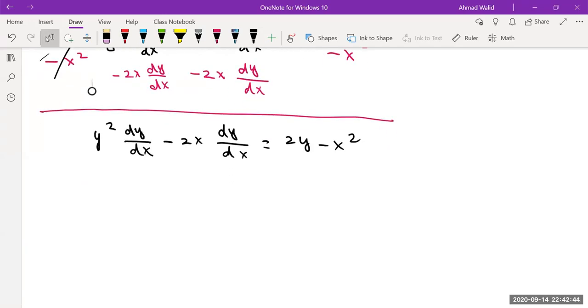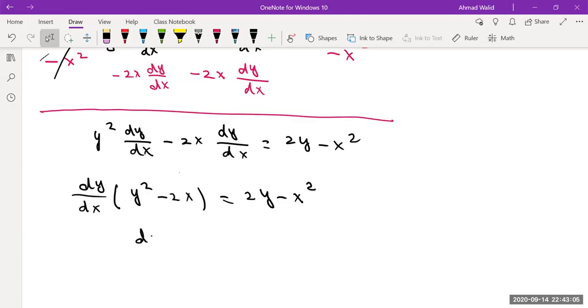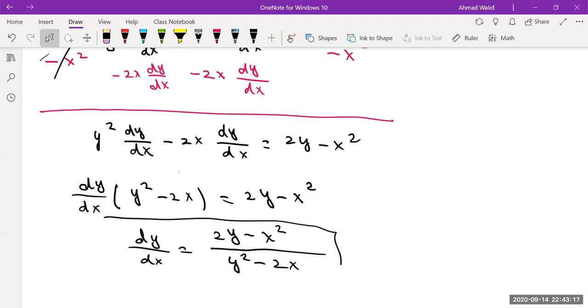Now, factor out dy dx in this step. dy dx, parentheses, what is left on the left-hand side? y squared minus 2x equals 2y minus x squared. To solve for dy dx, divide both sides by y squared minus 2x. dy dx equals 2y minus x squared over what? y squared minus 2x. And you are done.